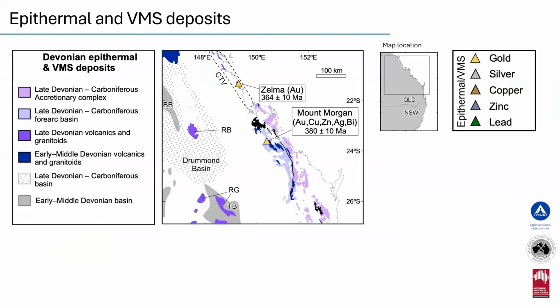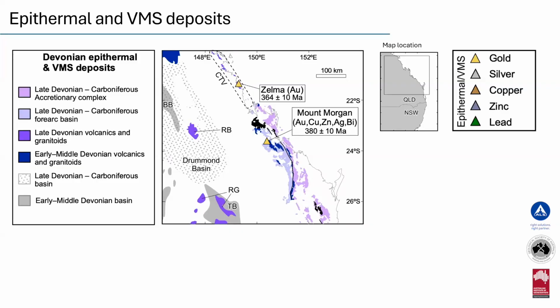So moving to epithermal and VMS deposits. During the Devonian, I'll just show snapshots of different timing, because now I think I have some idea on the timing of each deposit. When we look at the Devonian, we have only two deposits. One of them is very important. The other one I think is not so important.